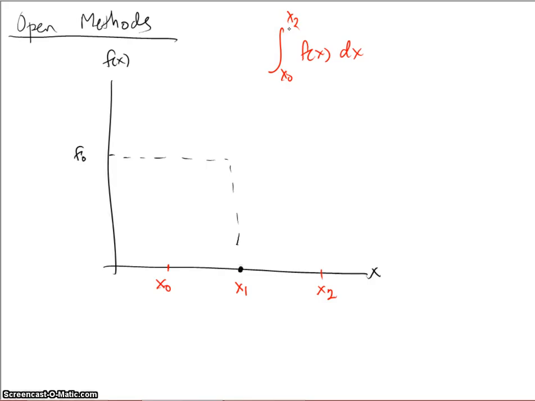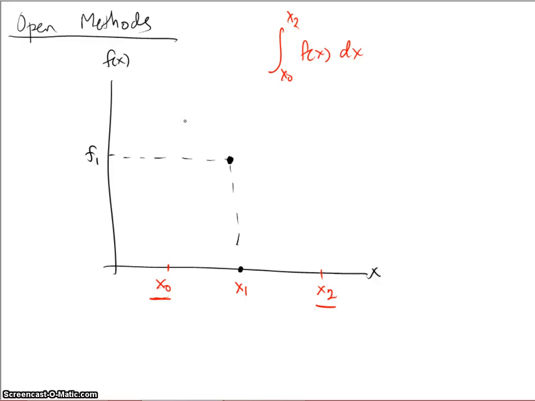So how do you do this integral? Because if you want to use the trapezoidal rule, you would need to know the value of f at x0 and x2, but this is not known to you. You're only given one single point x and one single point f, so this should have been f1. So this is where the Newton-Cotes method comes in.